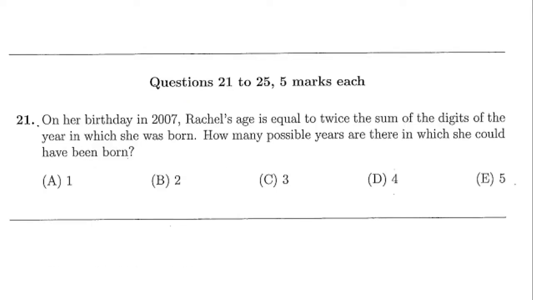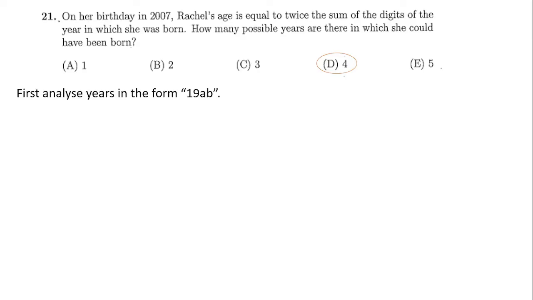Question 21. On her birthday in 2007, Rachel's age is equal to twice the sum of the digits of the year she was born in. How many possible years are there in which she could have been born? So first we analyze years in the form 19ab. So the sum is 1 plus 9 plus a plus b, or 10 plus a plus b. The age is 2007 minus 1900 plus 10a plus b.